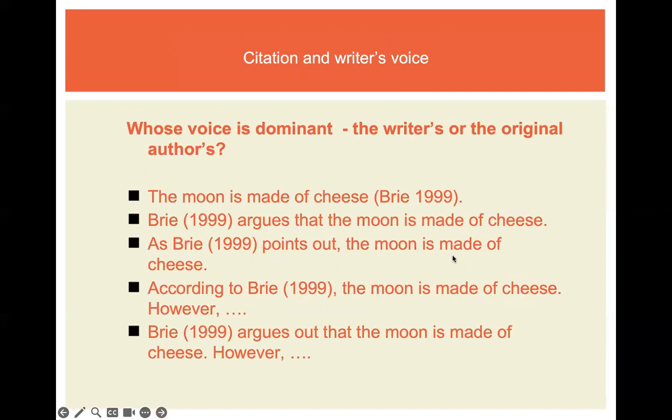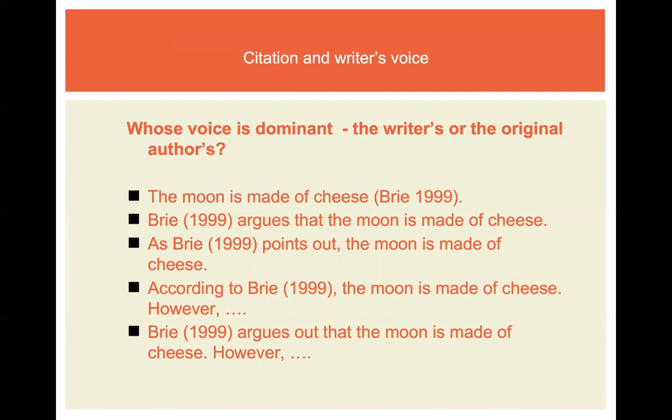When citing, though, it's very important to still consider the writer's voice. Whose voice is at work? Whose voice is dominant? Is it the writer's? Is it the original author's? We've looked at Bree 1999 and used it in multiple ways, 5 ways in this presentation, to show you differences in perspective, and also in the hope that by doing so, you'd recognize which is worth emphasizing and why. For example, the moon is made of cheese. Bree 1999, that's the idea.